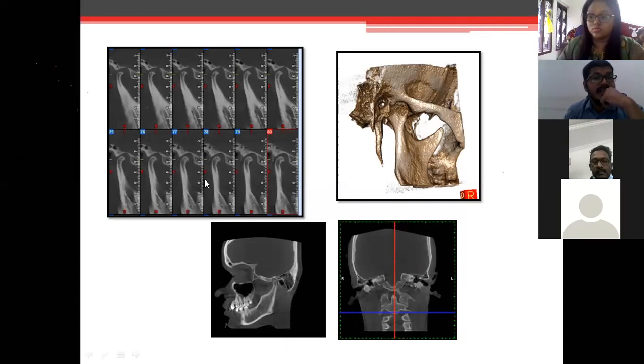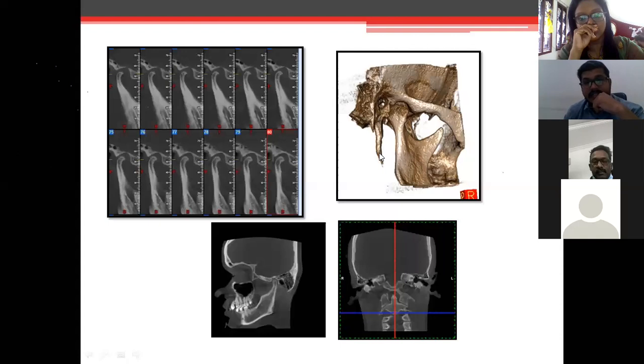In this CBCT you can easily measure the spacing between the condyle and the glenoid fossa, because in this space only the disc is there. So if the space is more, we can assess which area the disc displacement is in. And this is the 3D reconstructed model.